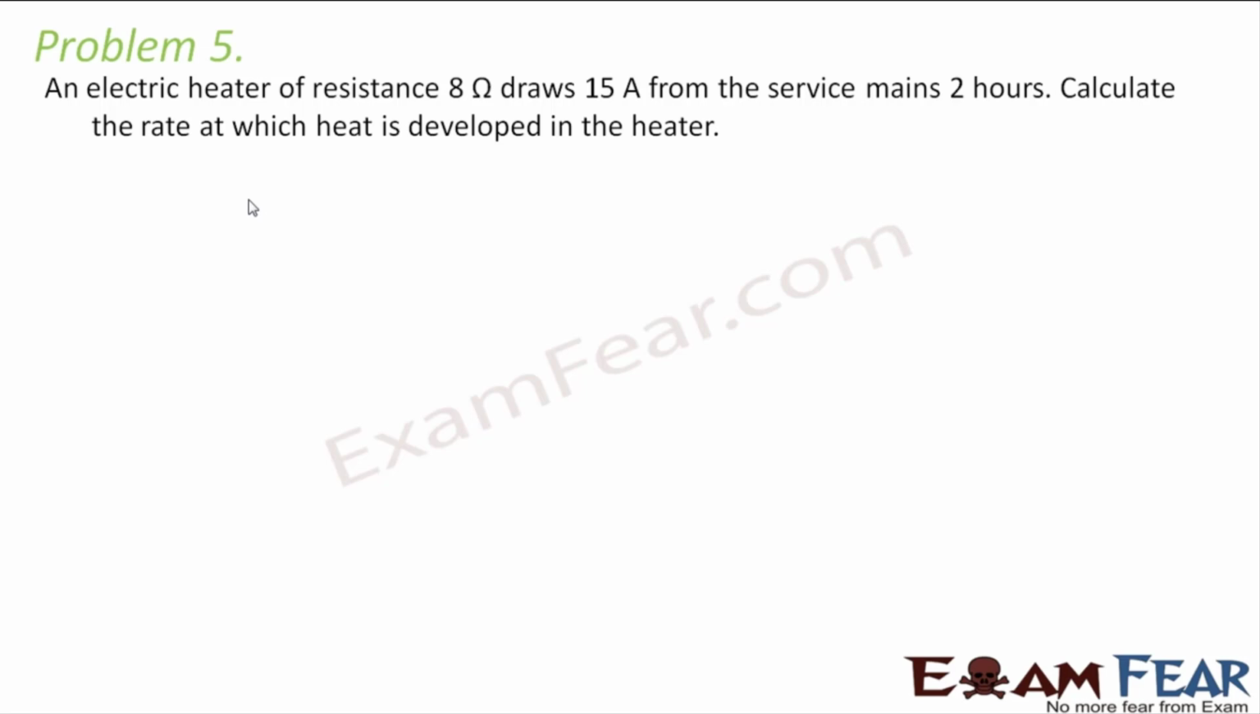Let us look at problem 5. It says an electric heater of resistance 8 ohms draws 15 amperes from the service mains in 2 hours. So the resistance of the heater is 8 ohms and the current it draws is 15 amperes in how much time? In 2 hours. So we have to calculate the rate at which the heat is developed in the heater.